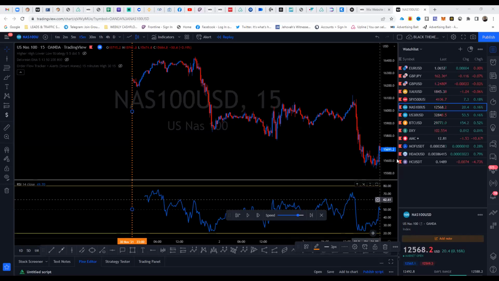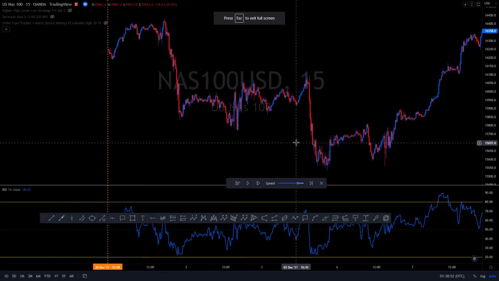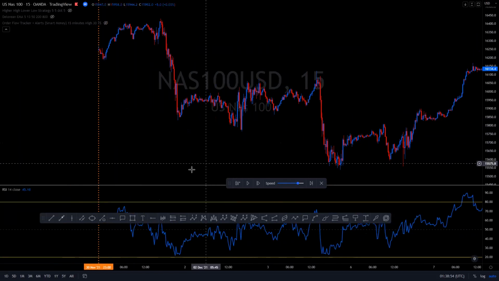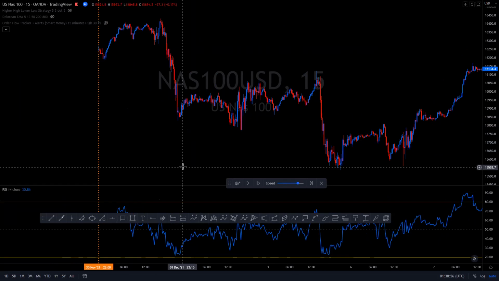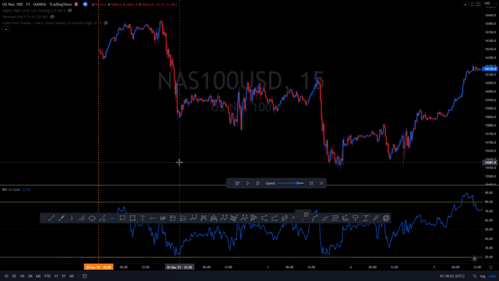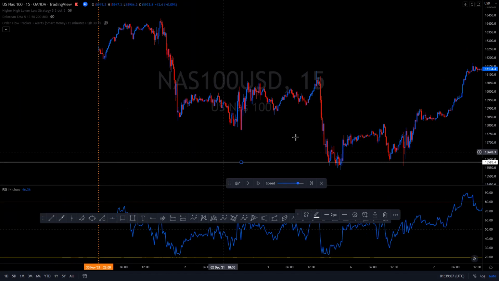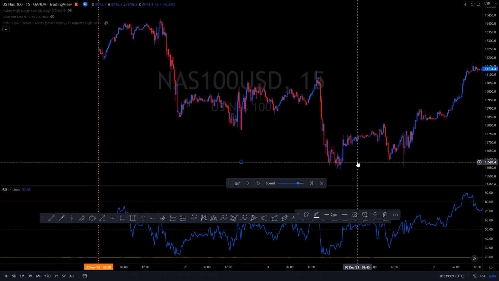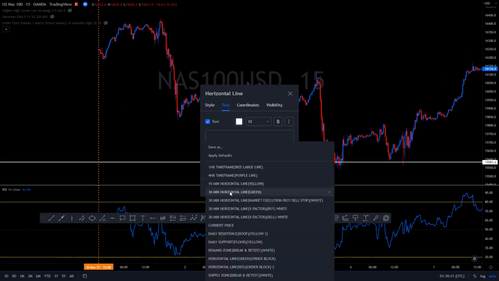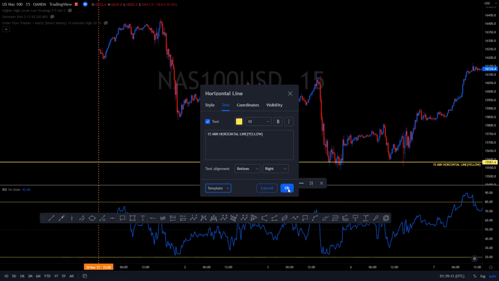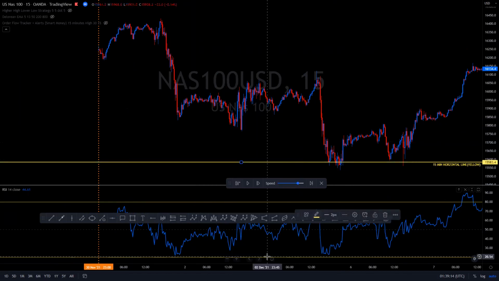All right, I'm back. So now that I put my vertical line, I'm going to start marking up market structure based off of institutional support and resistance. And these are areas where the institutions are gathering a lot of liquidity to make their big moves.